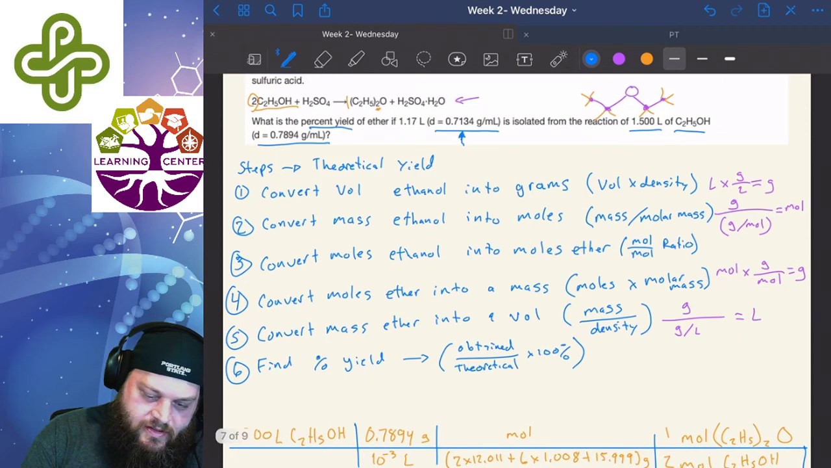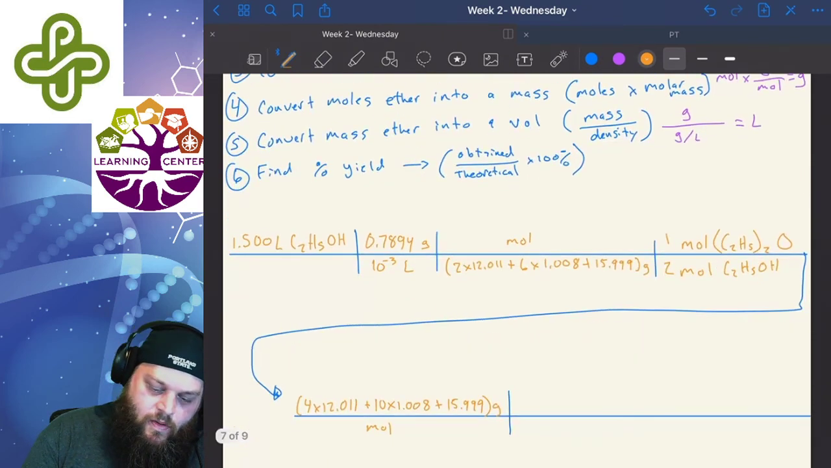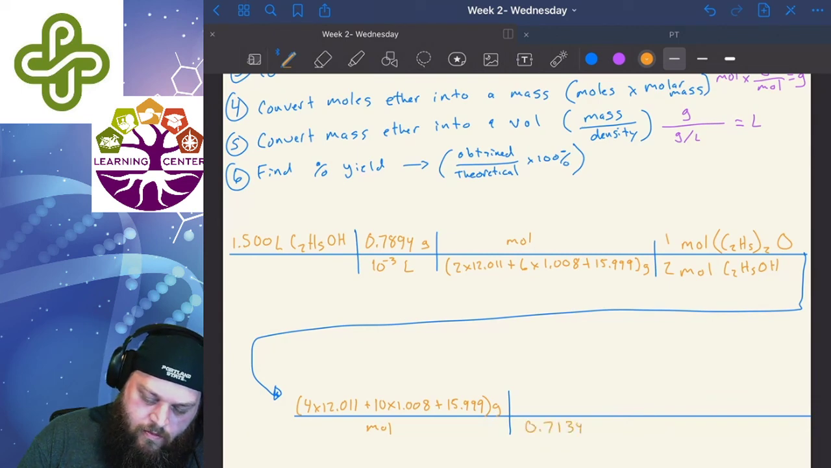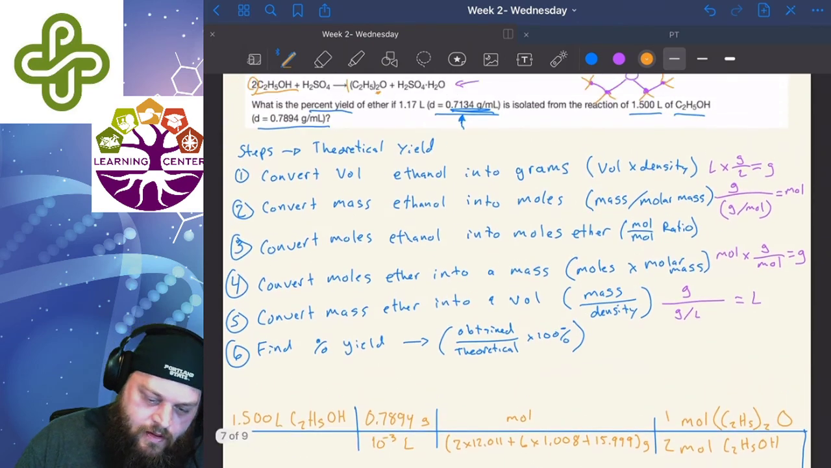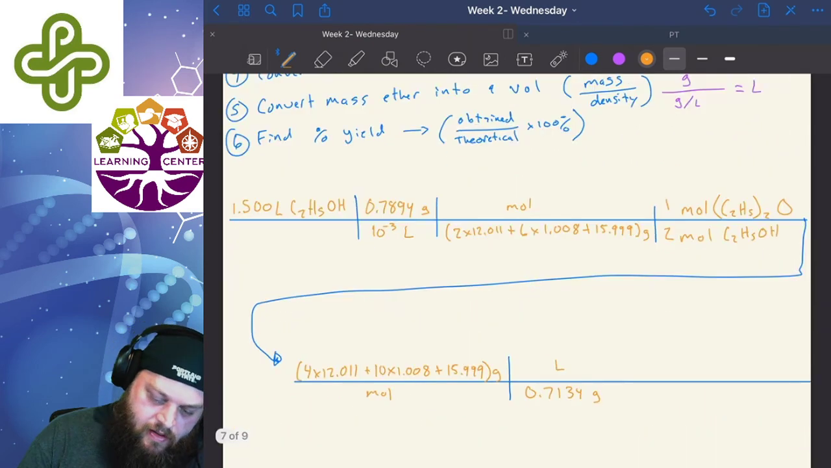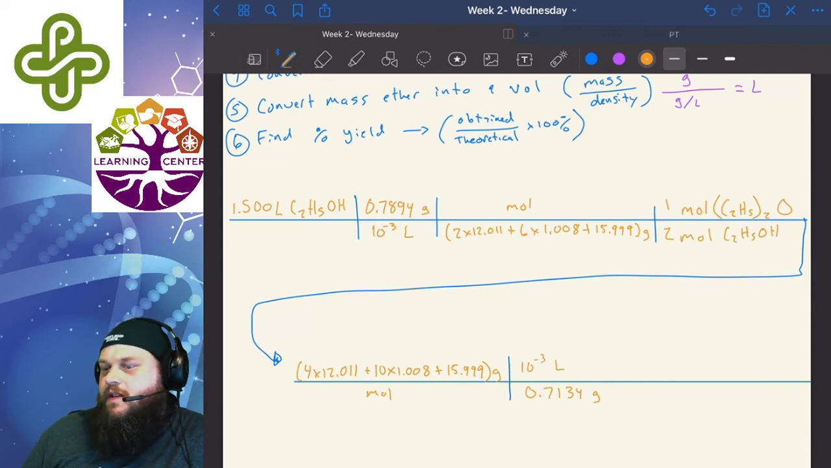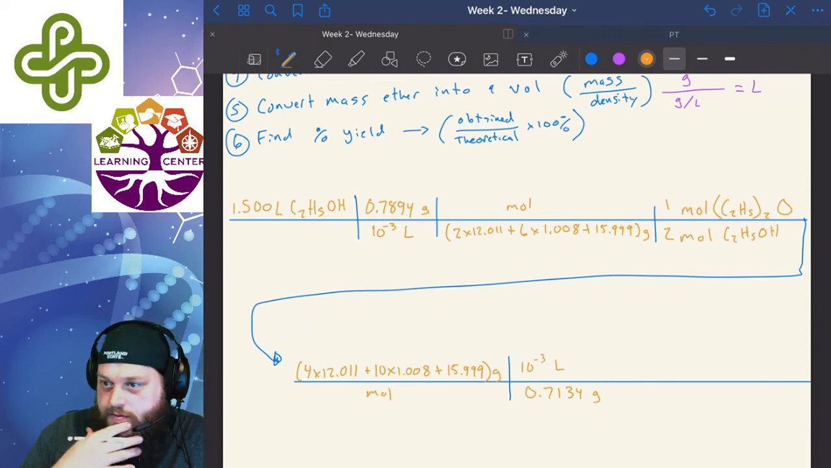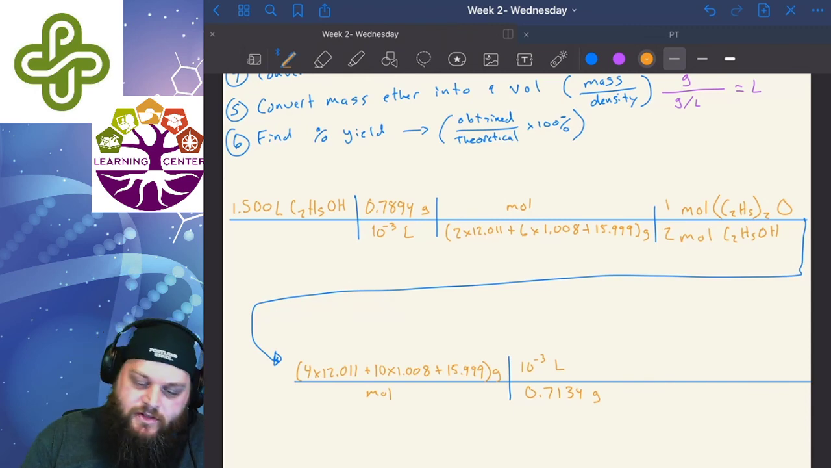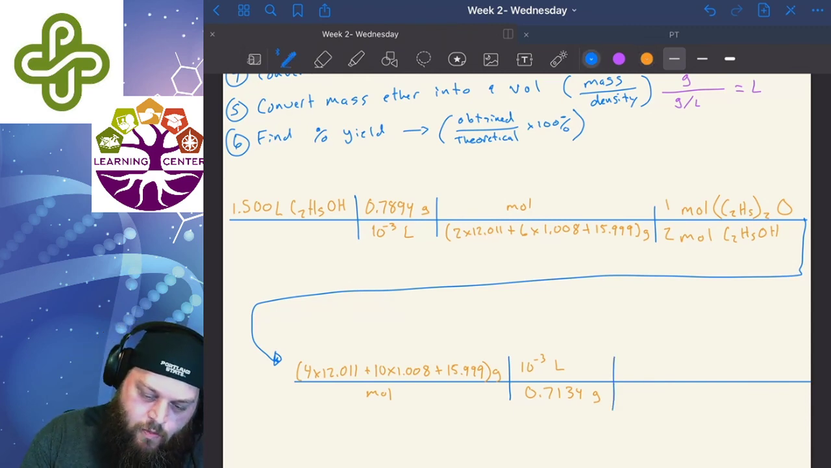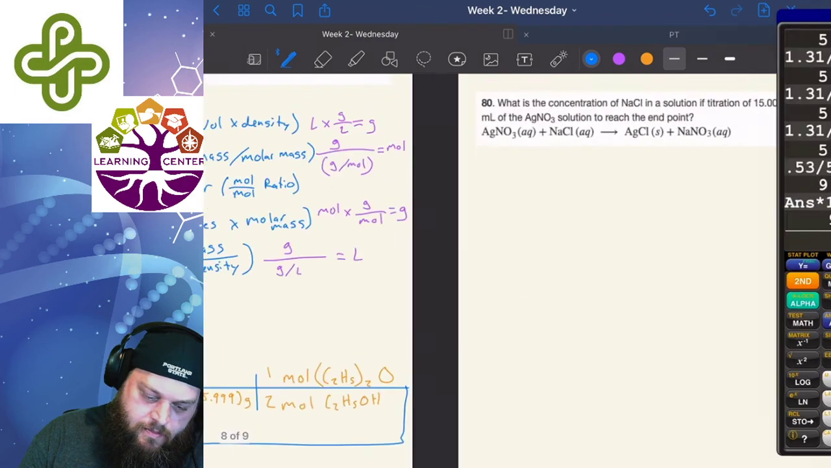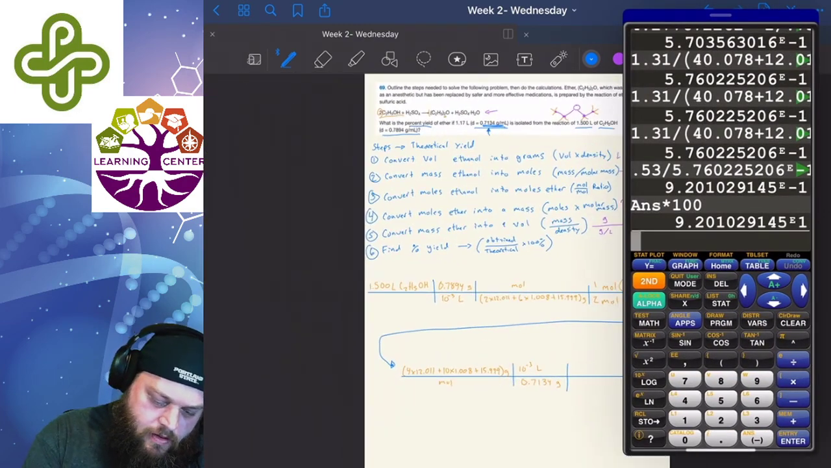Ether, which is this guy up here, that's going to be 0.7134 grams per liter. Is that in milliliters too? That is in milliliters too. So let's put 10 to the negative 3, because liters times 10 to the negative 3 becomes milliliters. So I'm just putting those unit conversions in there. Now we can solve it, plugging into our calculator.